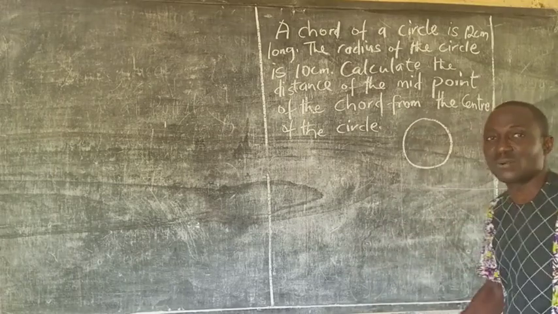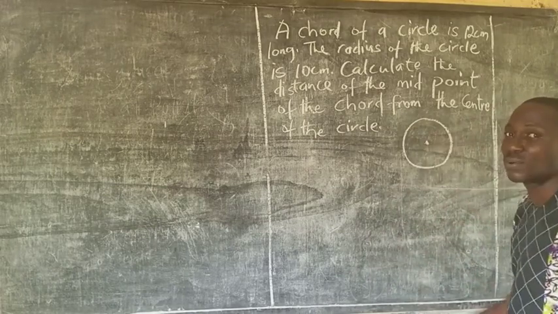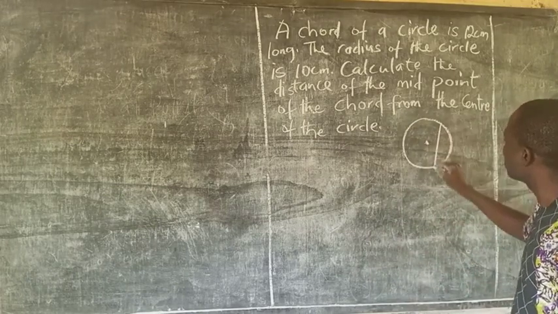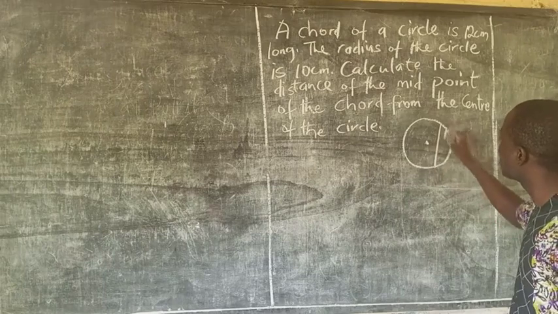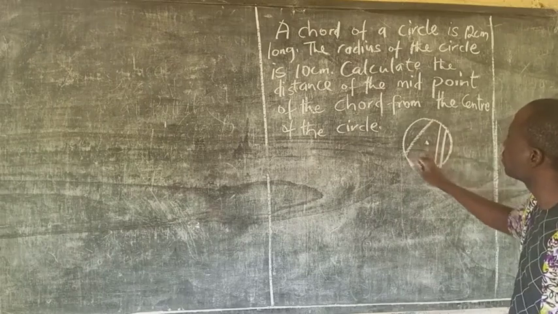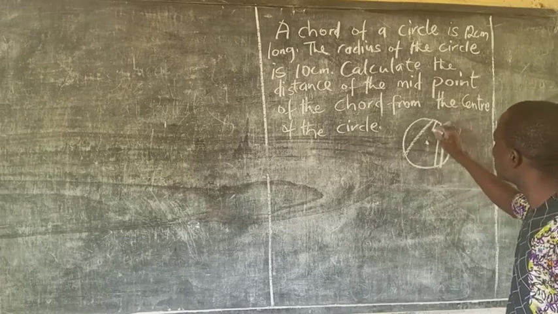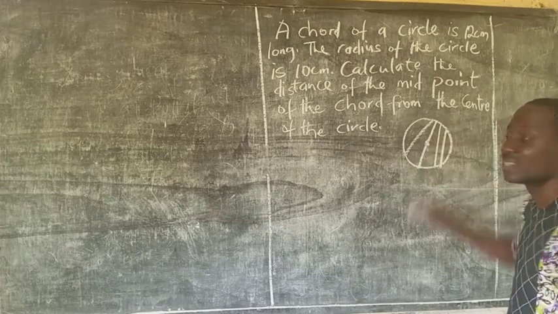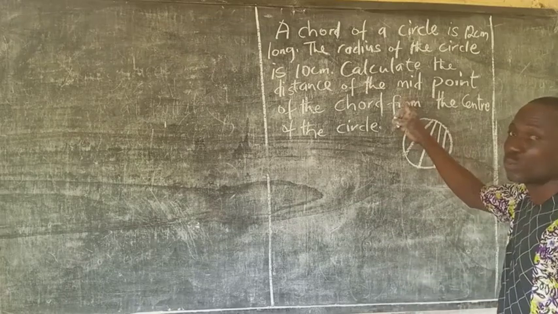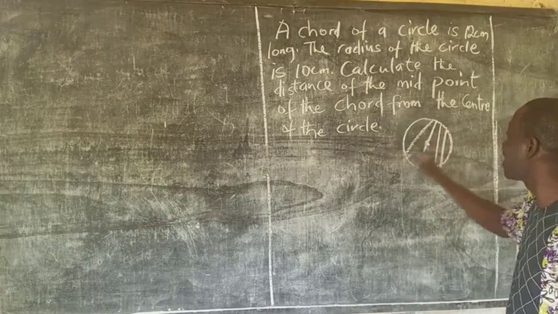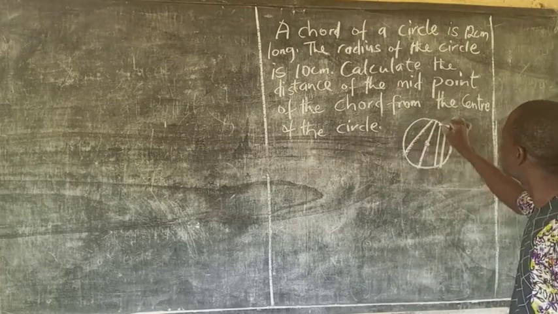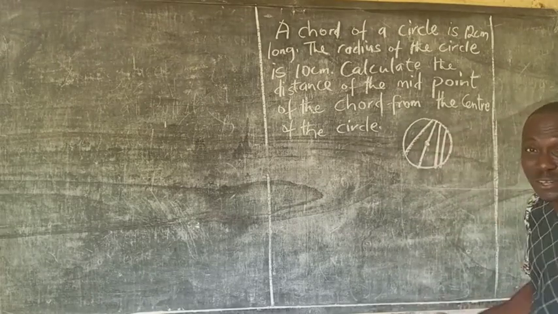If this is a circle and this is the center of the circle, any line that crosses from the circumference to the circumference is regarded as a chord, provided it did not go through the center of the circle. But if it goes through the center of the circle, that is the diameter. But we don't have a diameter in the equation, we only have a chord. So we're going to restrict ourselves to the understanding of chords.